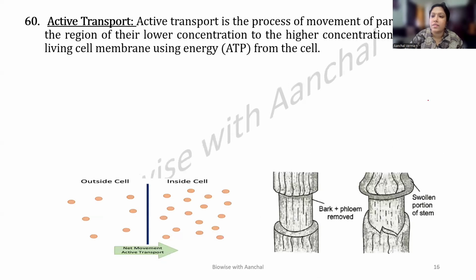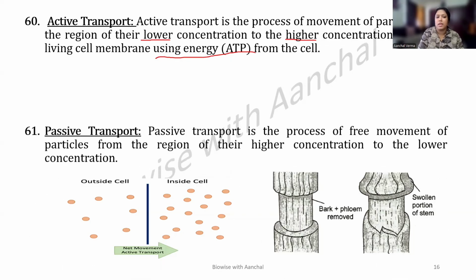Then you have active transport. Active transport is the movement of particles from the region of their lower concentration to higher concentration. Here the movement is happening in the opposite direction against the spontaneous direction, which is normally higher to lower. Therefore you have to spend energy here, and this is a very important keyword, using energy or ATP from the cell. So active transport is a process of movement of particles from a region of lower concentration to the region of higher concentration through a living cell membrane using energy. Please write it properly in the exam.